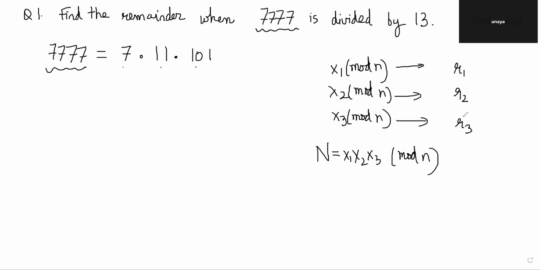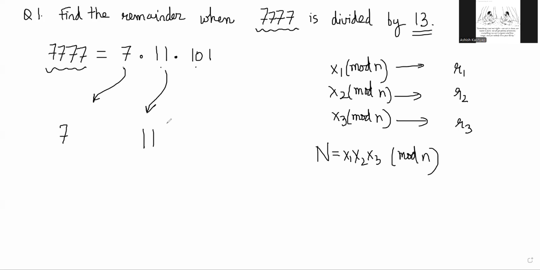So our n is 13 here, right? Yes. So this is 7 mod n, obviously, because it's lesser than 13. This is 11 mod n, right? And this, when you divide by 13, it is 10 mod n, right? Yes. So the product of these will become 770 mod n, right?